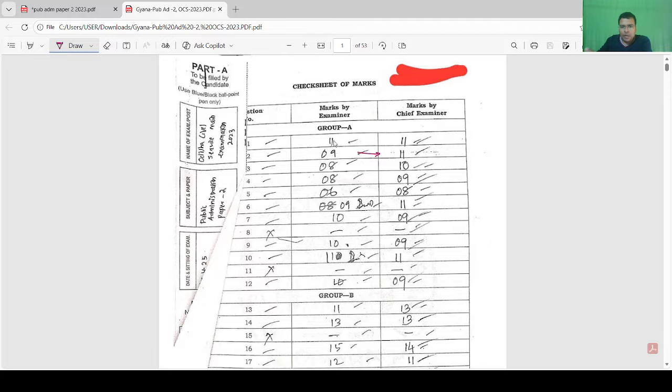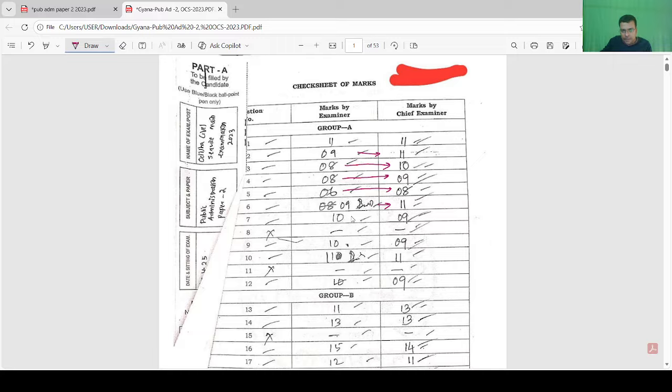So the examiner gave 11. Here the examiner gave a 9, the chief examiner increased 2 marks to 11; 8 increased 2 marks to 10; 8 increased 1 mark; 6 increased 2 marks; 9 increased 2 marks. So every optional copy is evaluated by 2 examiners.